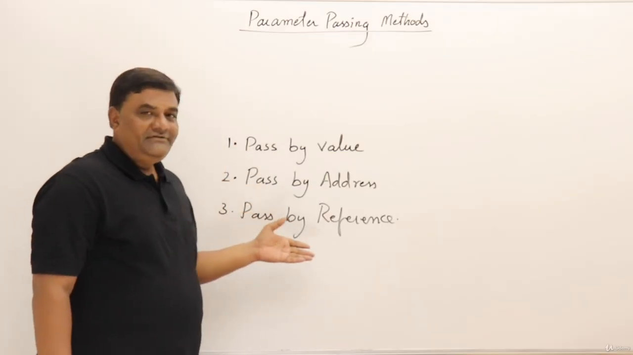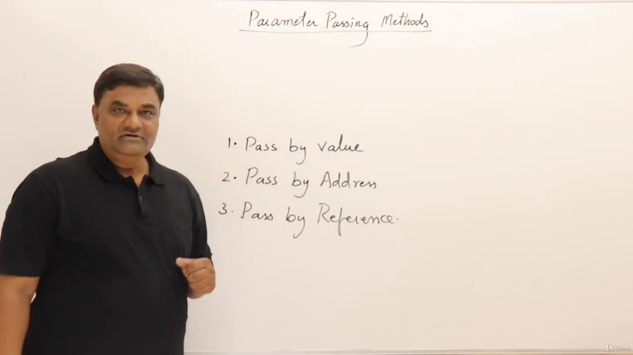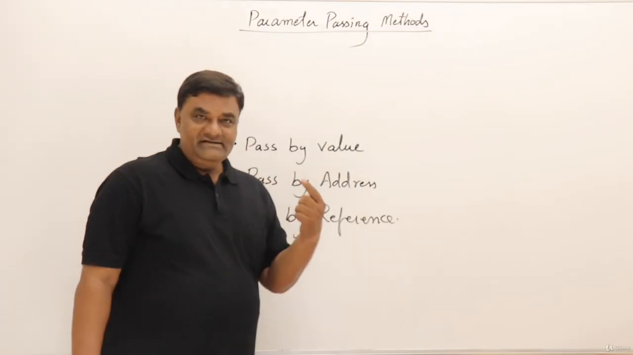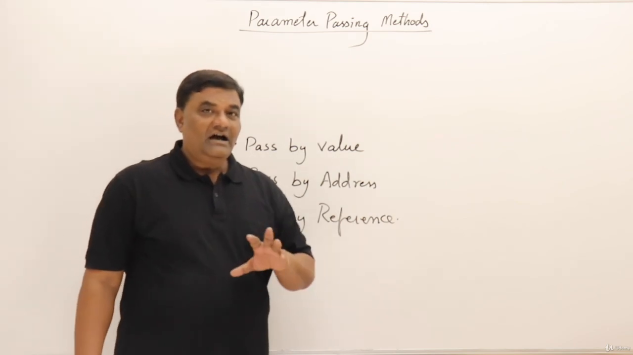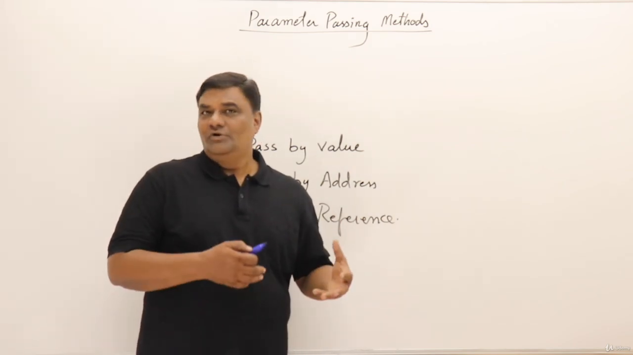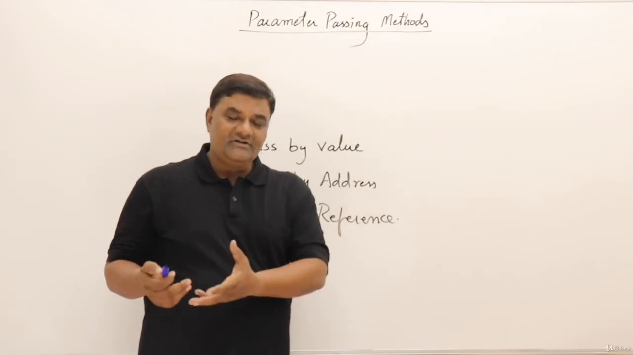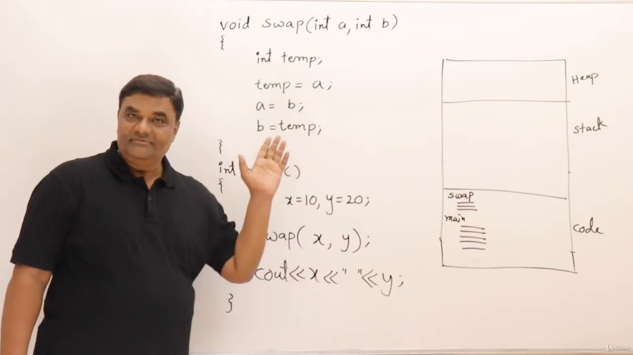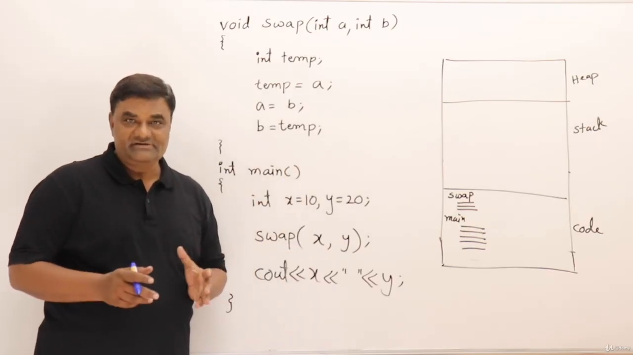So this we can also call call by value, call by address and call by reference. It's the one and the same thing. By taking one single example, I'll explain the differences between these three methods and how they work. Once you know about these methods, you can use them based on your requirement, whichever is suitable. Here I have written one program to demonstrate all these three parameter passing methods.